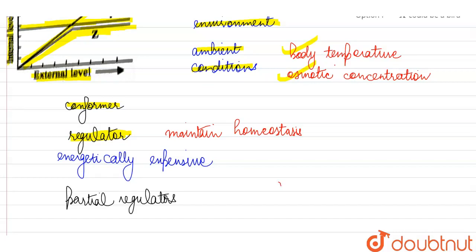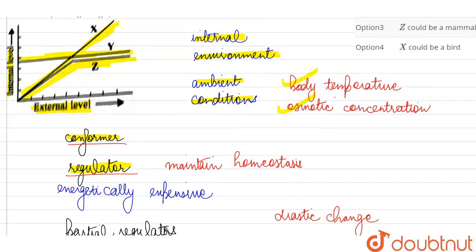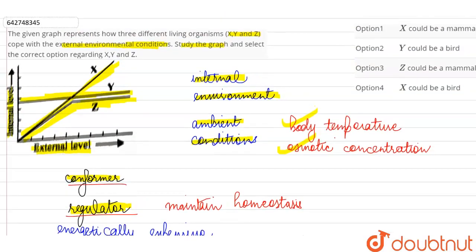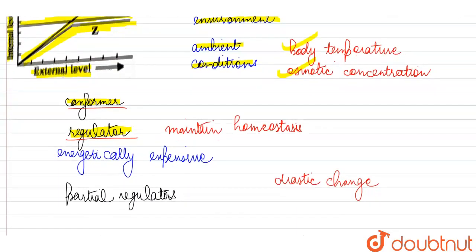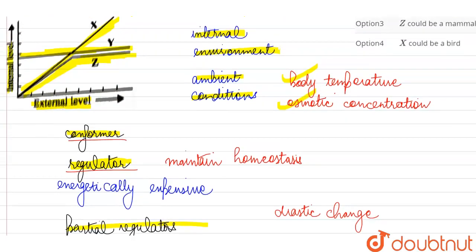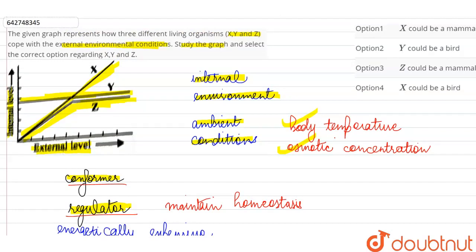But if the fluctuation or the change in the ambient conditions is very drastic, then in the face of such a drastic change or a big change, these organisms will behave as a conformer. They will not be able to regulate anymore. So over here, X, Y, and Z are conformer, regulator, and partial regulator respectively. After observing the graph, we can conclude that.